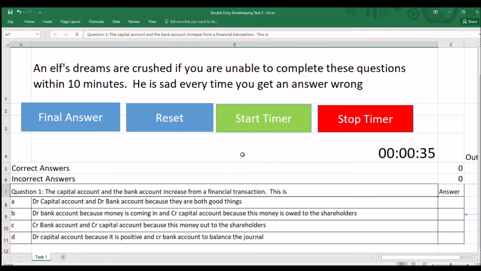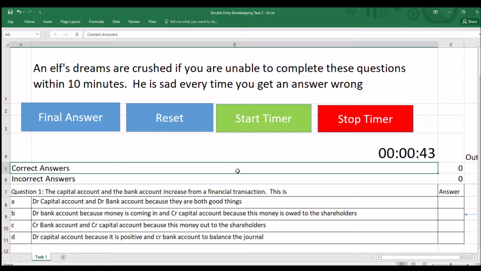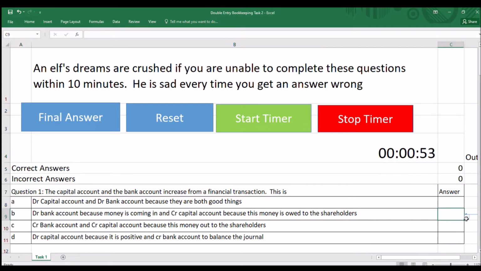So the bank account is a money in item. That's going up, so that's going to be debit the bank account. And the capital account represents the amounts that can be paid out to the shareholders, and so that's a money out item, and that's going up as well, so that's going to be a credit. So it's going to be debit bank because that's money coming in, an increase in a money in item, and credit the capital account because the money's owed to shareholders. So that's going to be B.